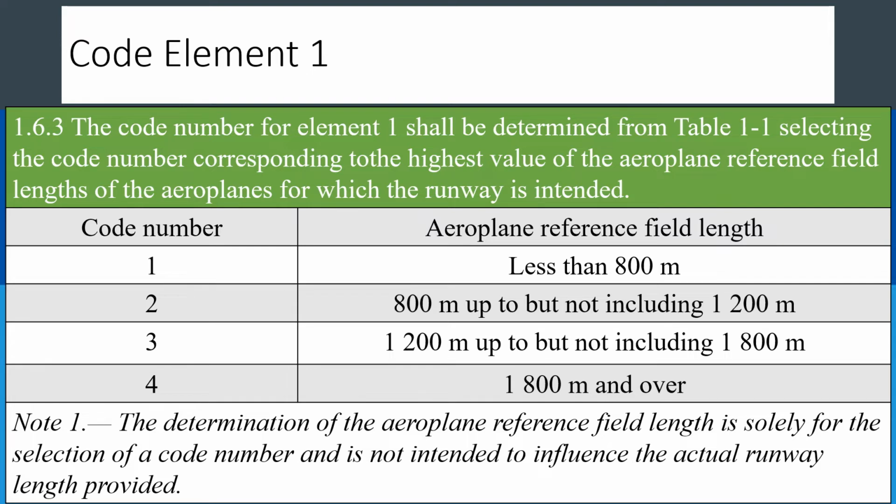Code element 2 refers to aeroplane reference field lengths between 800 meters but not including 1200 meters. Code element 3 refers to runways between 1200 meters but not including 1800 meters. And code element 4 refers to runways which are 1800 meters and above.